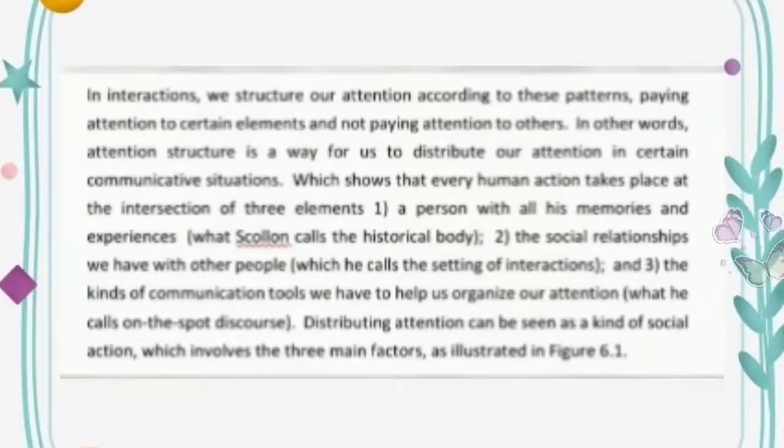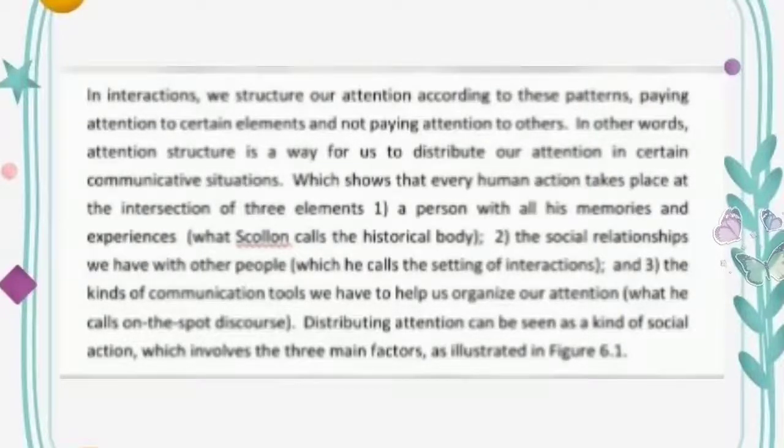One, a person with all their memories and experience, what Scollon calls the historical body. Two, the social relationships we have to other people, which he calls the interaction order. And three, the kinds of communication tools we have to help us organize our attention, what he calls the discourse in place.